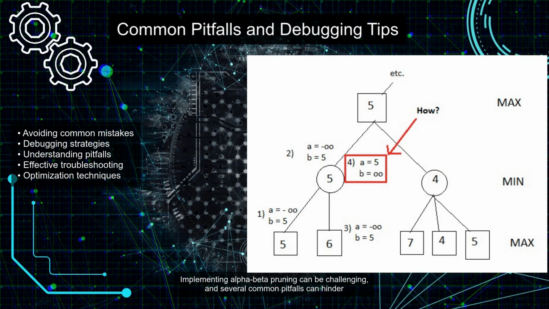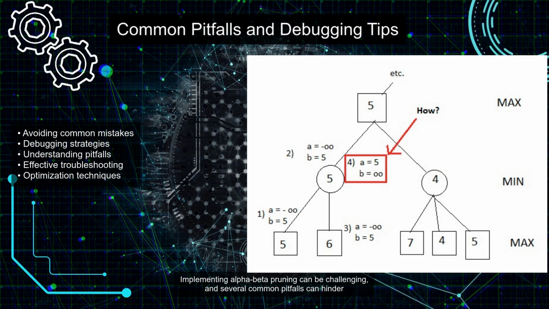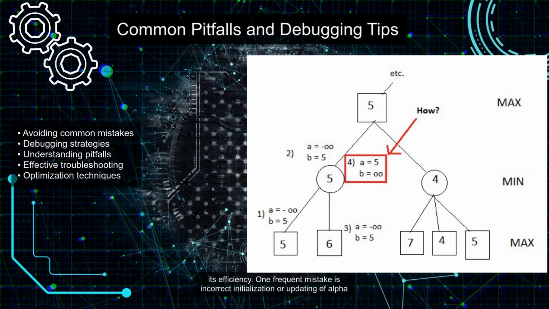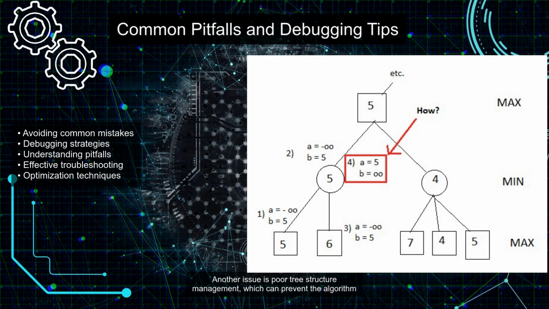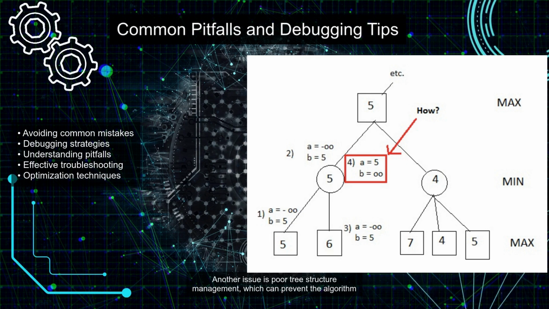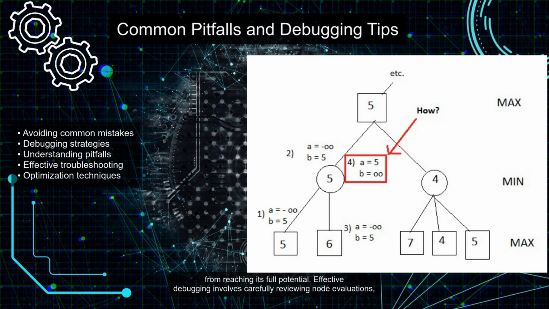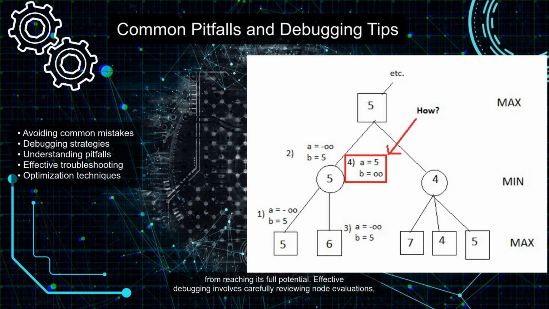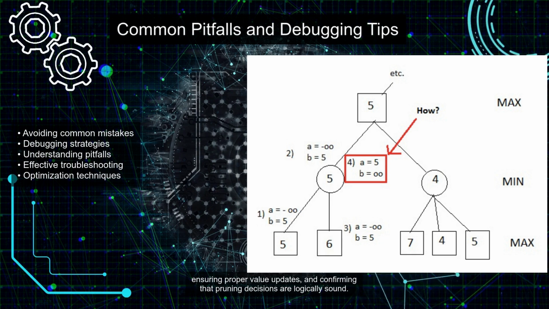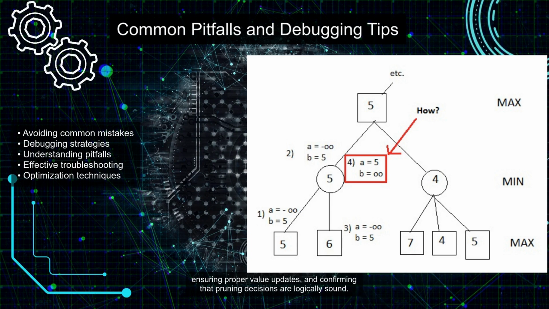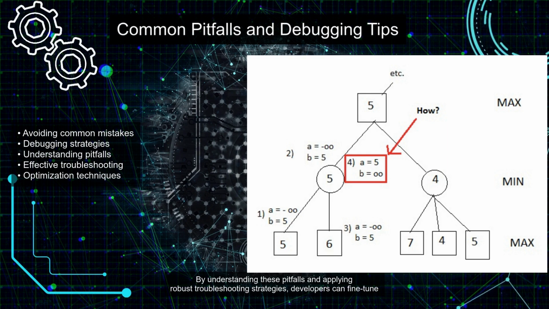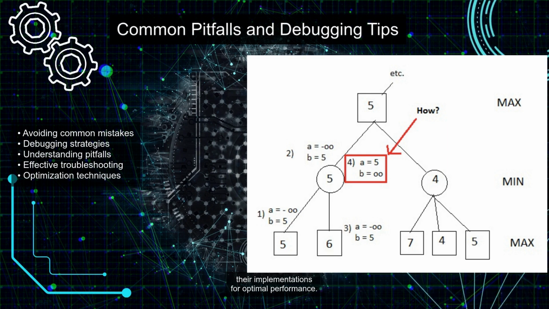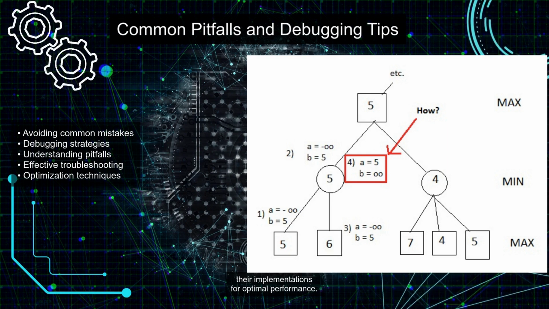Implementing alpha-beta pruning can be challenging, and several common pitfalls can hinder its efficiency. One frequent mistake is incorrect initialization or updating of alpha and beta values, which can lead to inaccurate pruning and suboptimal decisions. Another issue is poor tree structure management, which can prevent the algorithm from reaching its full potential. Effective debugging involves carefully reviewing node evaluations, ensuring proper value updates, and confirming that pruning decisions are logically sound. By understanding these pitfalls and applying robust troubleshooting strategies, developers can fine-tune their implementations for optimal performance.